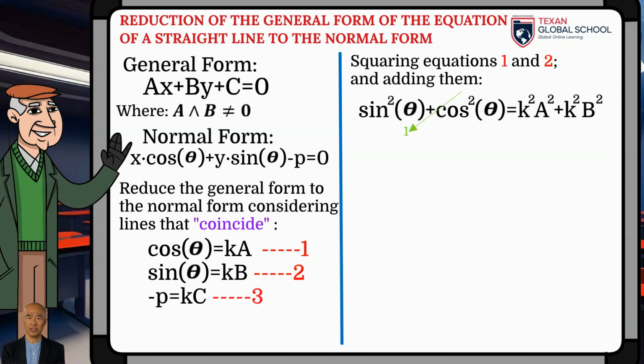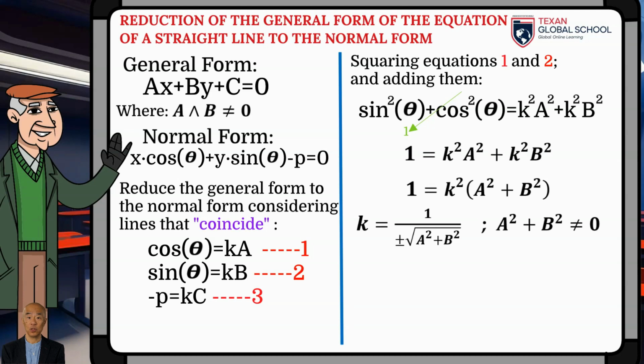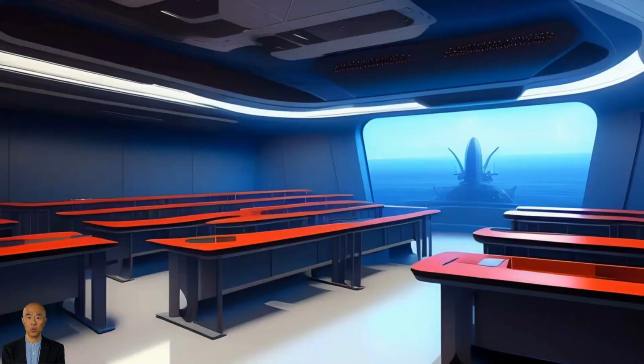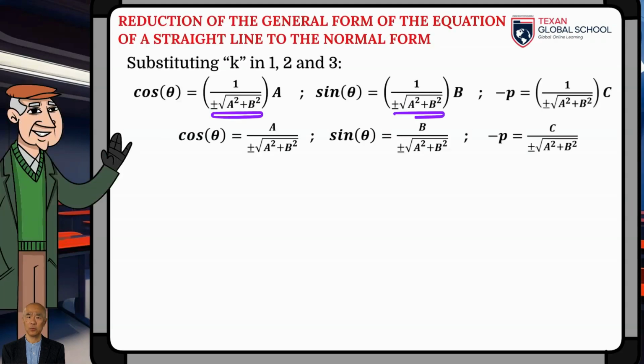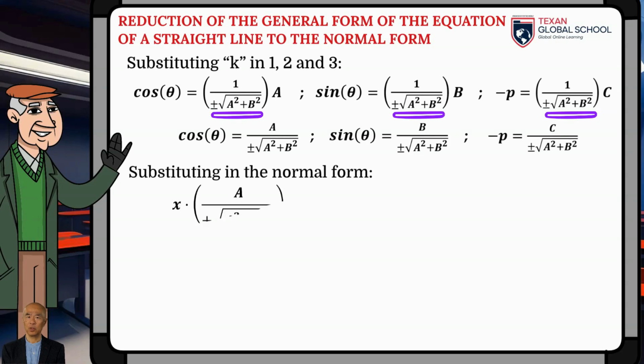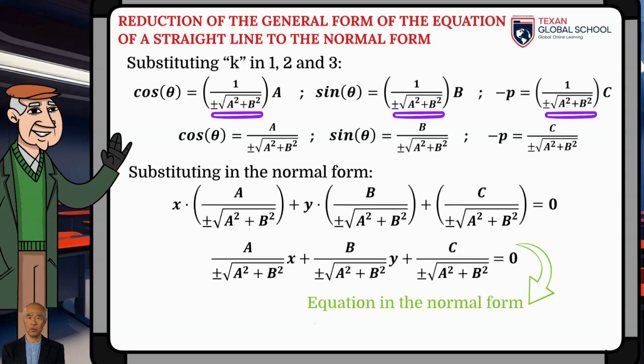Using trigonometric identities, remember that sine squared plus cosine squared is 1. If we now factor k squared and solve for k, we obtain that k is equal to 1 over plus or minus the square root of a squared plus b squared. Substituting the value of k in 1, 2, and 3, we obtain the following relations, which, when substituted into the normal form of the equation of a line, give us the equation in the normal form of a line defined by the general form.